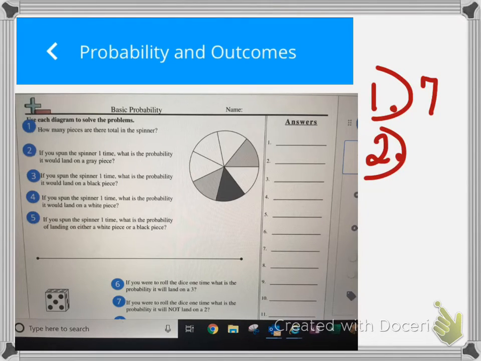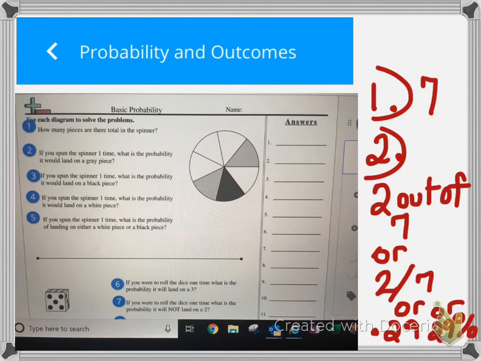If you spun the spinner 1 time, what would be the probability that it would land on a gray piece? We are taking these answers as a single digit, or as a fraction, or as a decimal. Your 4 possible answers are 2 out of 7, or 2/7, standing for the fraction 2/7, 0.29, which is the decimal version, rounded to the nearest tenth, or nearest hundredth, and 29%. You choose one of those options and you should get the correct answer for number 2.